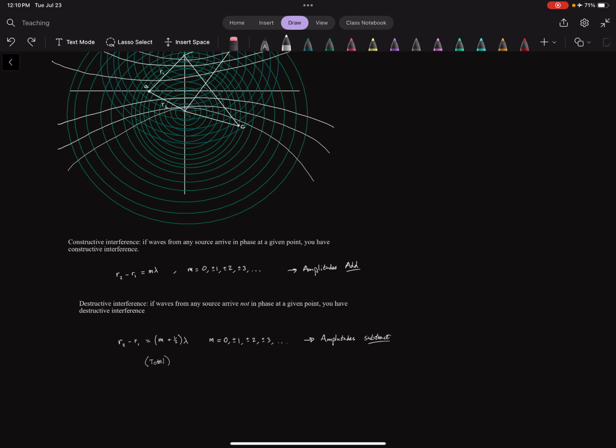All right, next we'll move on to some slit experiment descriptions.